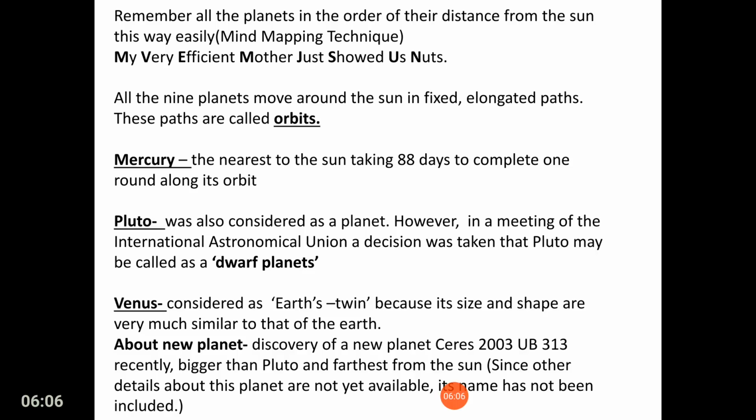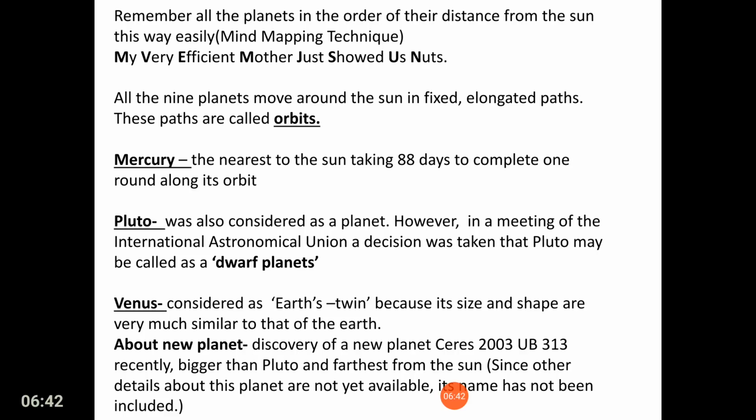Out of which, let me see the first planet, that is Mercury. The nearest to the sun is Mercury. It approximately takes 88 days to complete one round along its orbit. That is, if we were staying on Mercury, then our 1 year would have been completed in 88 days only, whereas Earth takes approximately 365 and 1/4 days to complete one revolution, that is 1 year around the sun.